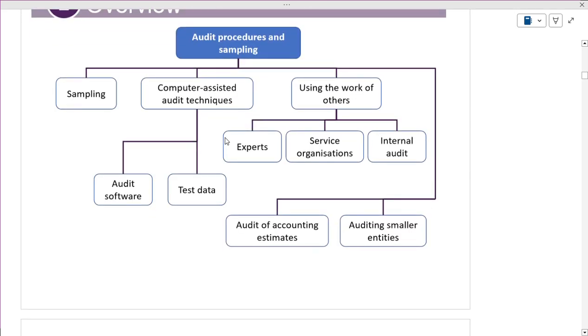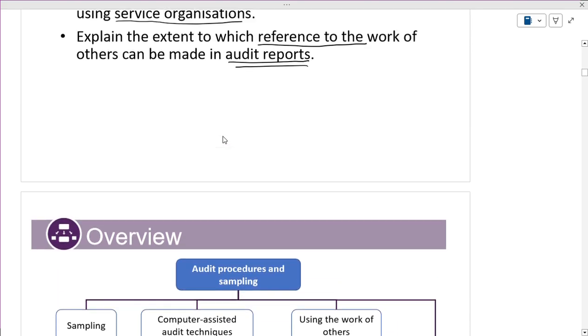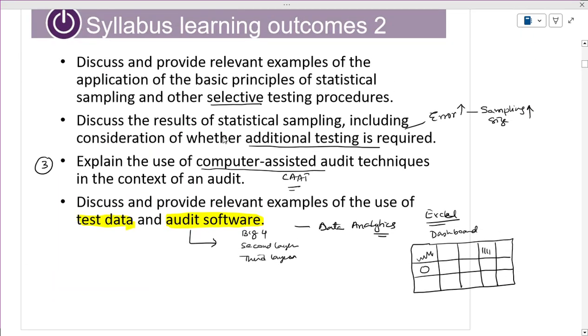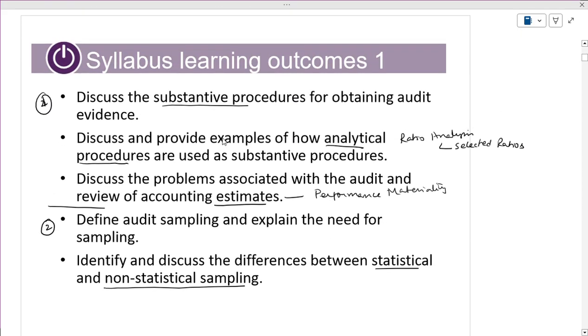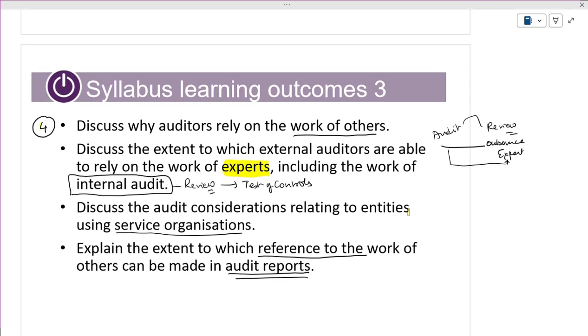Fine. So now, what are the other three? The first one is substantive procedures, right? The second one is sampling. And the third one is computer-assisted audit techniques. Are you seeing on the left-hand side? And the fourth one is we are talking in terms of work of others.